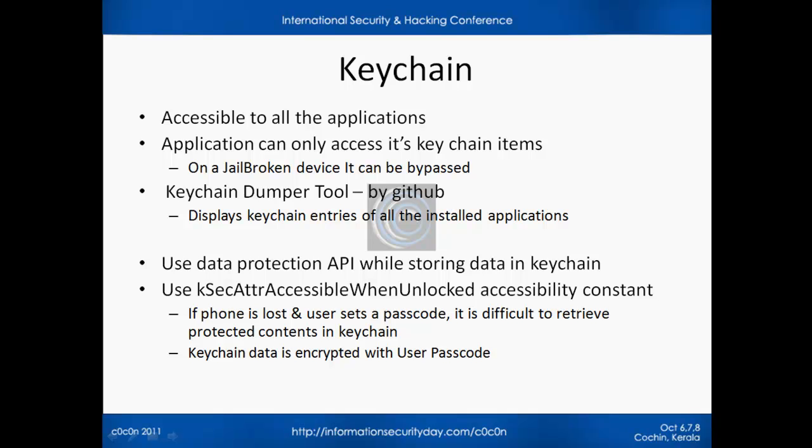Later, Apple introduced Keychain groups. Now applications which belong to the same group can share the Keychain items. On a jailbroken device, these restrictions can be bypassed by writing an application and making it a member of all the application groups. This way, your application gets access to all other applications' Keychain items. I am going to show a demo of the Keychain dumper tool, which was developed by GitHub guys. It dumps all the Keychain items and displays them on the screen.